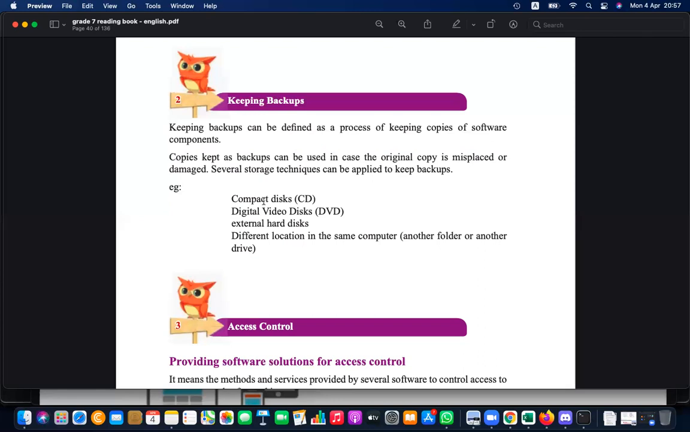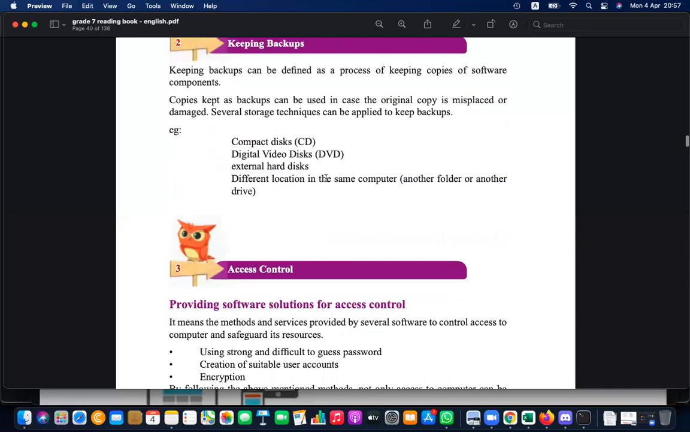You can keep the copies in CDs, DVDs, external hard disks, or on a network. In case of damage, bankers take daily backups. Maybe hourly backups, maybe every minute they keep a backup, because banks are very important places. If you lose a transaction or data, that is a disaster. Therefore, they use these backups.